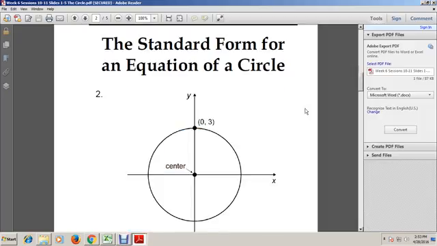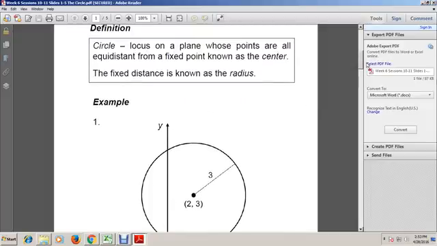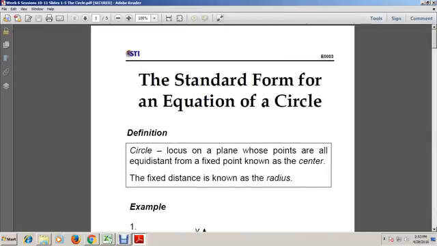Okay, so to start off the discussion, we have first the standard form of an equation of the circle. So let us define first what a circle is. A circle is a locus. A locus is simply a word for a collection. A circle is a locus, or a collection, on a plane whose points are all equidistant from a fixed point known as the center.